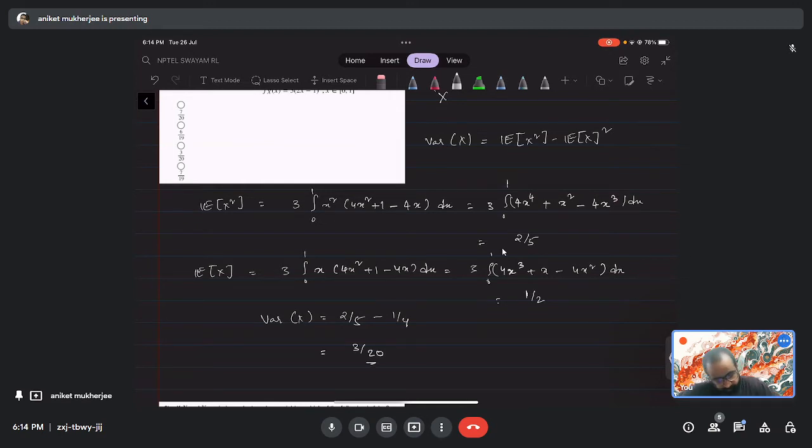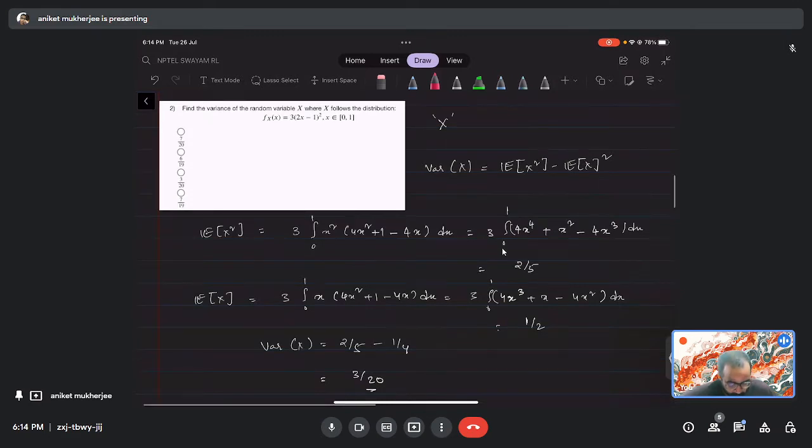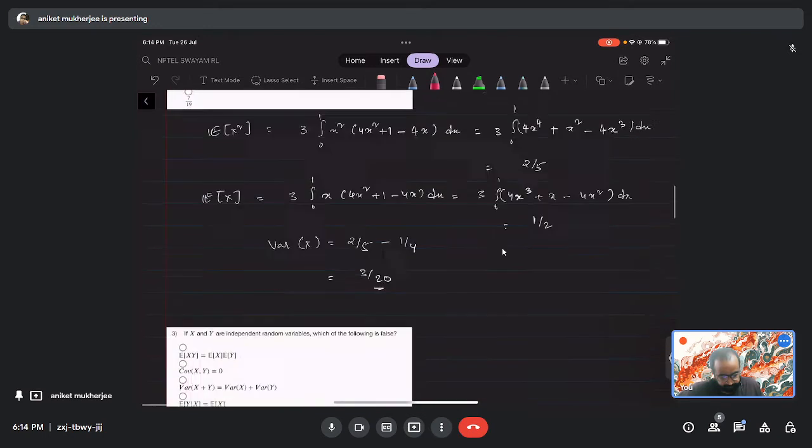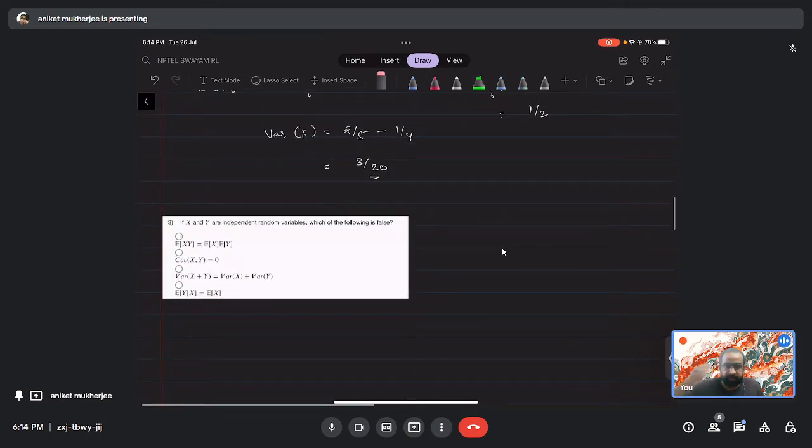This is just a calculation step. So this is just a calculation problem. If you know the formula for the variance of a random variable, then you can calculate the variance by calculating the expectations. So the answer for this is 3 by 20. Okay, I hope this is also clear. So next I'm going to the third problem.